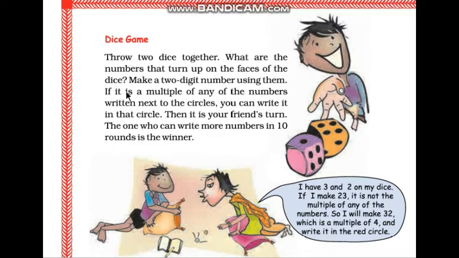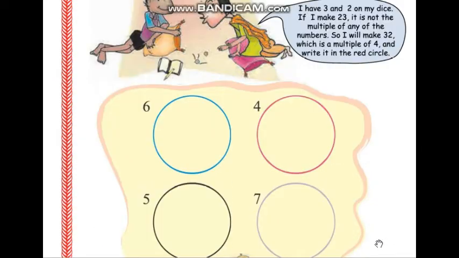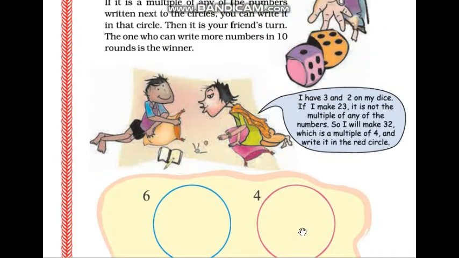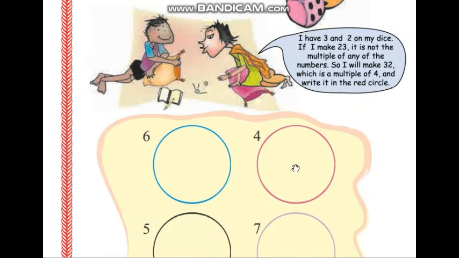Now proceeding further, here another game is given, the dice game. Here you need 2 dice to play this game. So throw 2 dice together. What are the numbers that turn up on the faces of the dice? Make a 2-digit number using them. So children, you can see in the picture here 4 and 1. So we can write 41, but if 41 is not coming in any table of 4, 6, 5 and 7, you can use 1 and 4 to make 14. So 14 is coming in the table of 7. So here you can write 14.